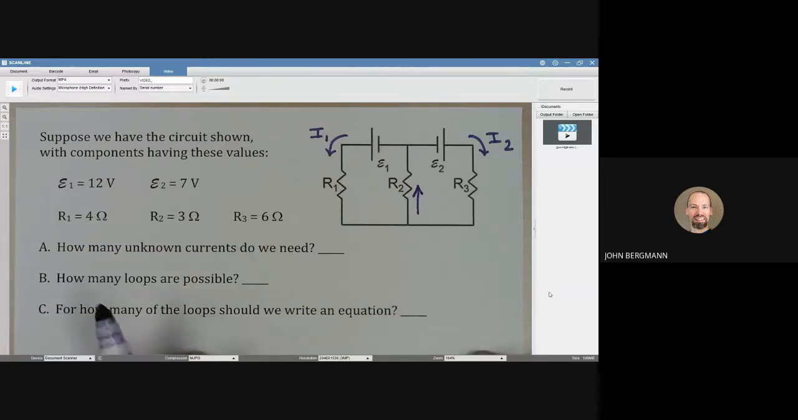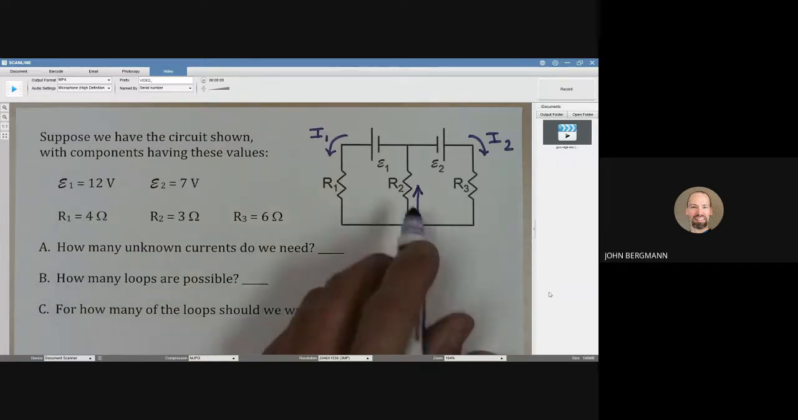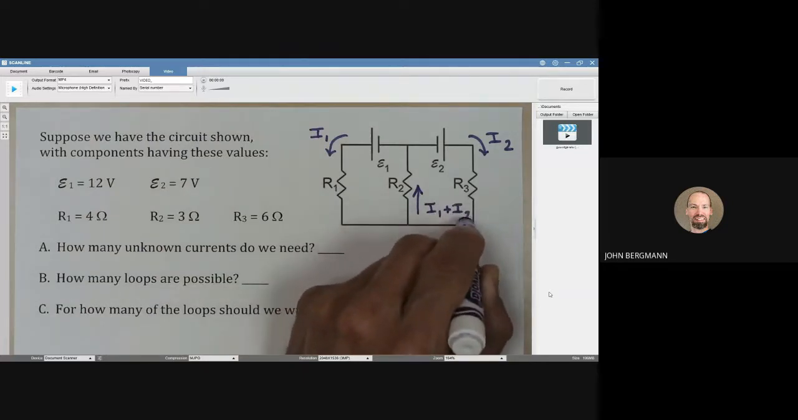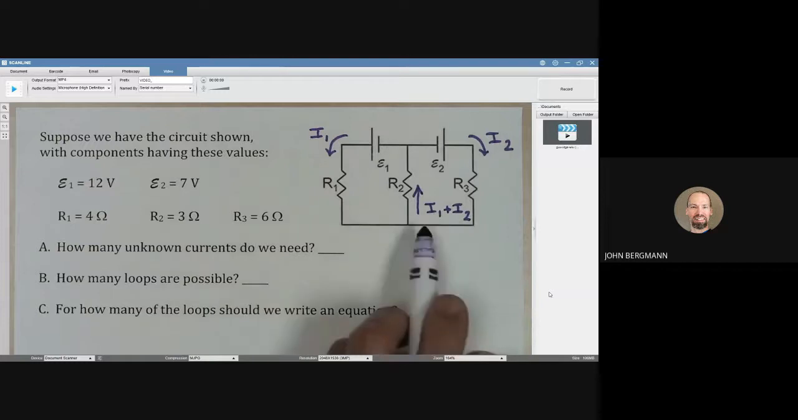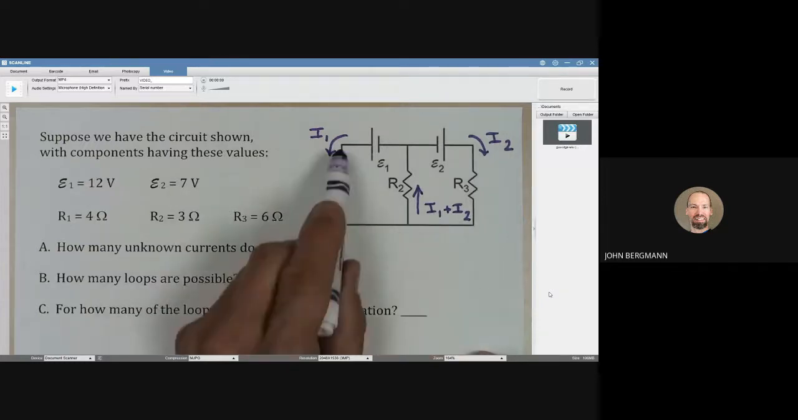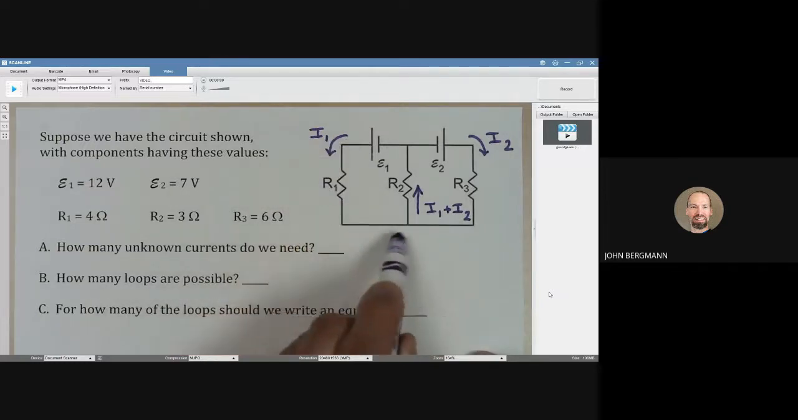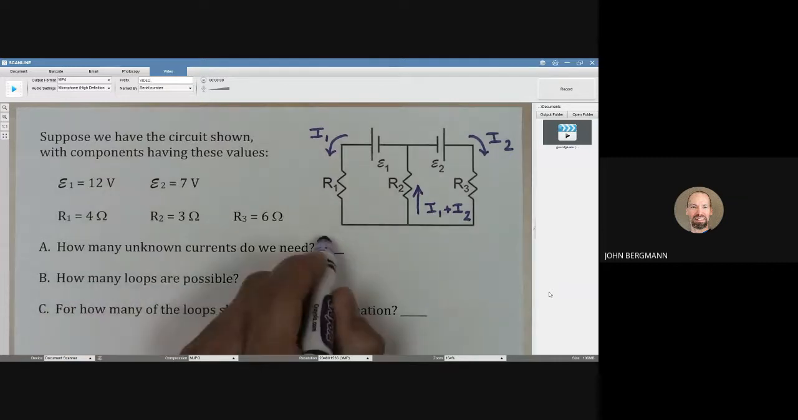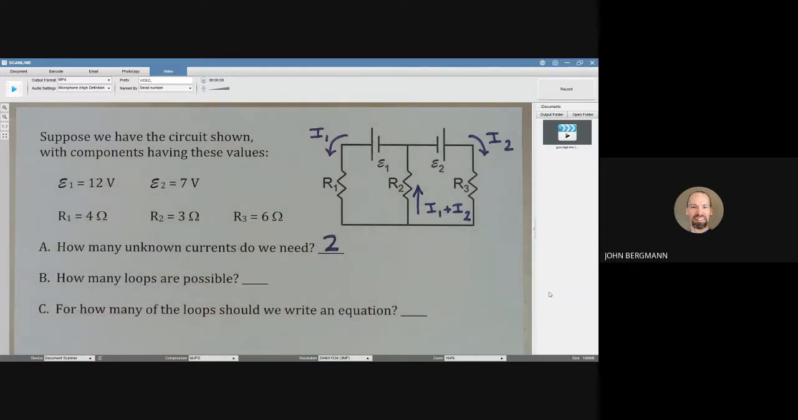But isn't it true that I3, because we know about how currents flow through circuits, would have to be numerically equal to what I've drawn here, I1 plus I2? Instead of writing I3, we're going to write I1 plus I2. That helps keep our number of unknowns to a minimum. So, how many unknown currents? 2. How many loops are possible?